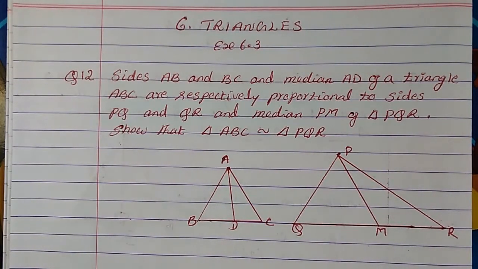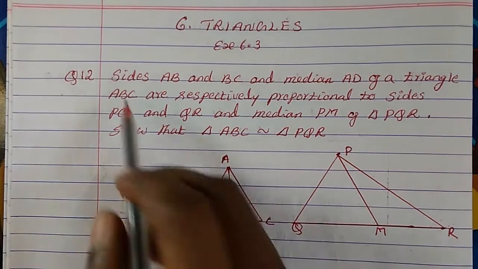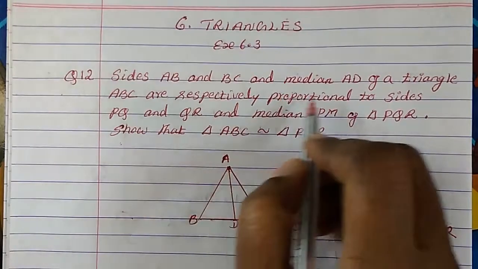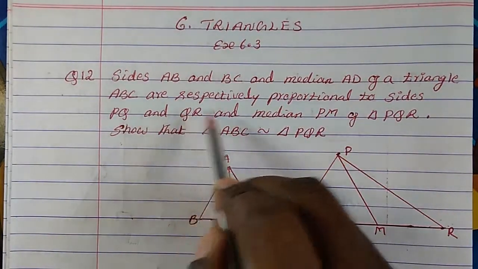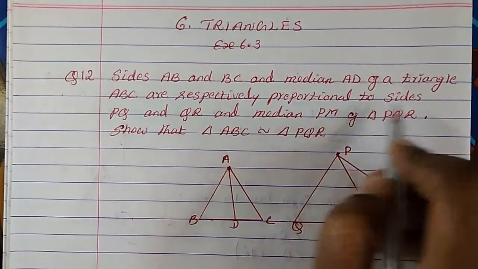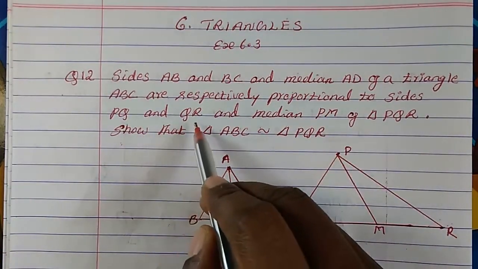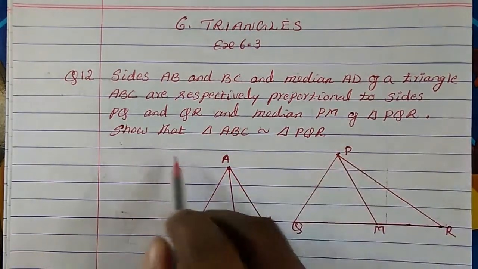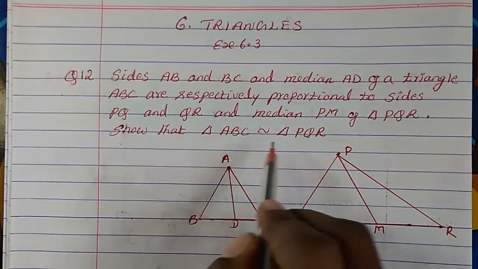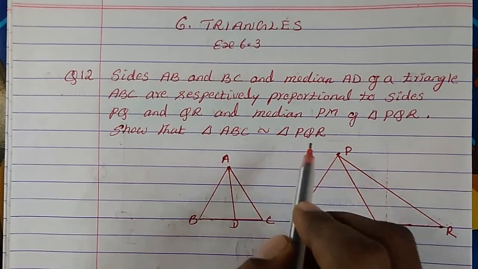Today we are going to study chapter 6 triangles, exercise 6.3, question 12. Sides AB and BC and median AD of a triangle ABC are respectively proportional to sides PQ and QR and median PM of triangle PQR. Show that triangle ABC is similar to triangle PQR.